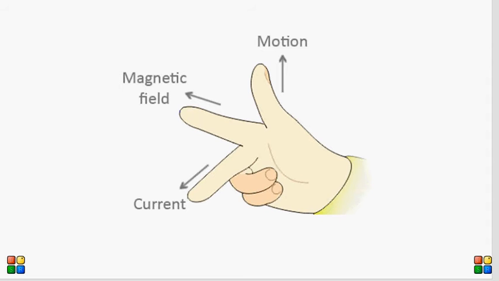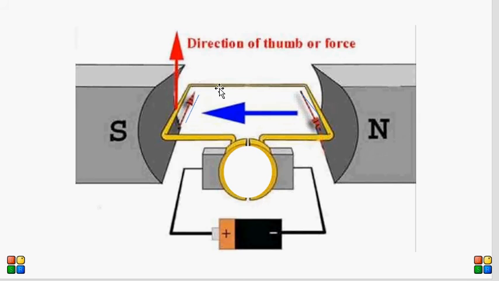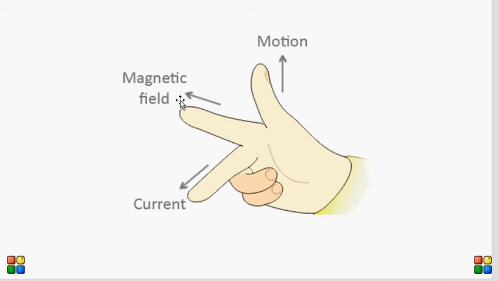The right hand rule says that if you place your thumb, forefinger, and middle finger perpendicular to each other, then the thumb points in the direction of the motion of the conductor, the forefinger points in the direction of the magnetic field, and the middle finger points in the direction of the induced current. I think we'll discuss it in the next topic.